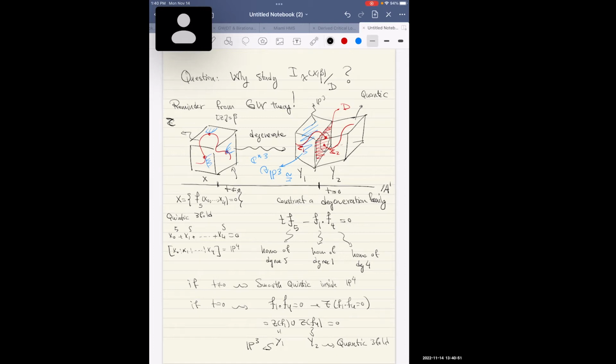Okay, any questions so far? I think I have one. Go ahead. So how could D be a divisor in both the spaces, the quartic and P3, at the same time?